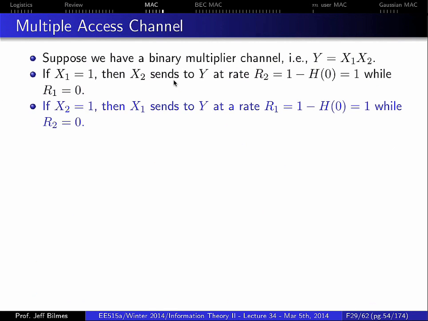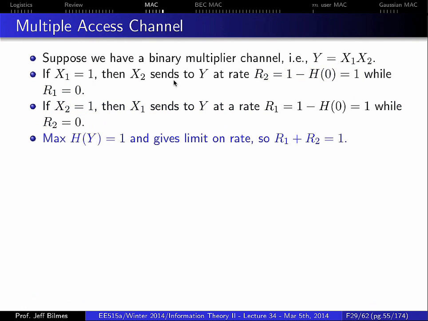And then similarly, if the probability distribution over x2 is such that the probability of x2 being equal to 1 is equal to 1, then that basically means that x2's rate is 0, while x1's rate is equal to 1, which is this bit here. And so that's an achievable pair. So we have two achievable pairs. The first achievable pair is this, and the next achievable pair is this. And so we can plot this.